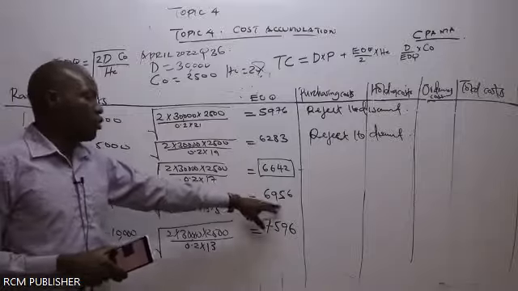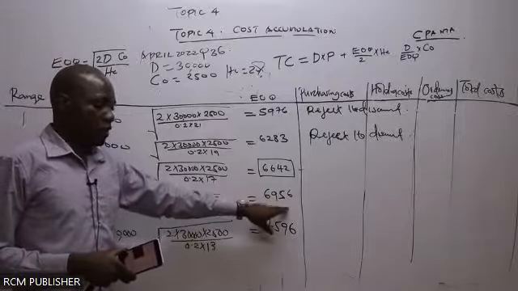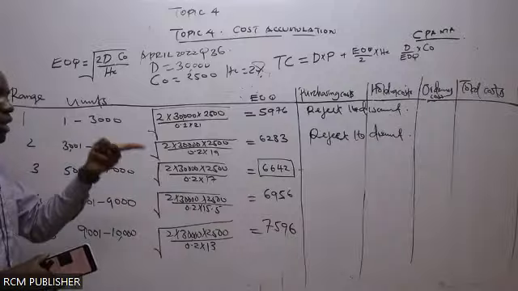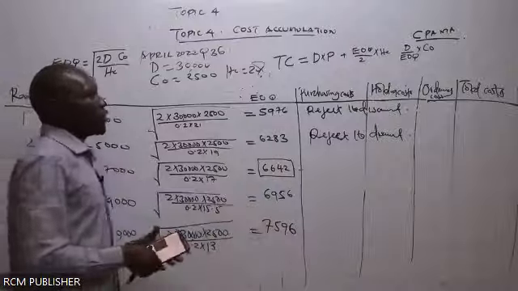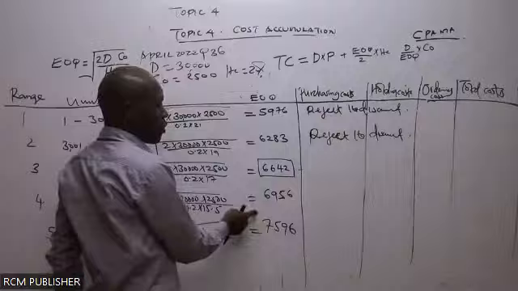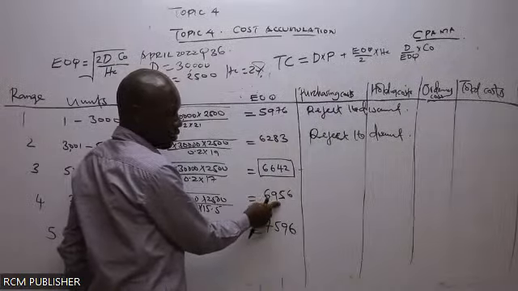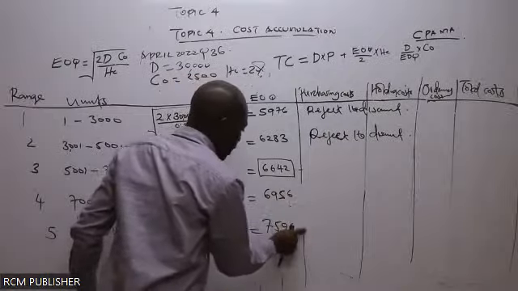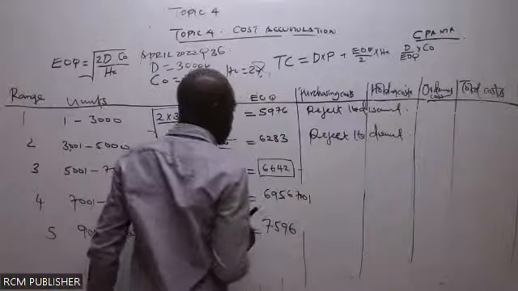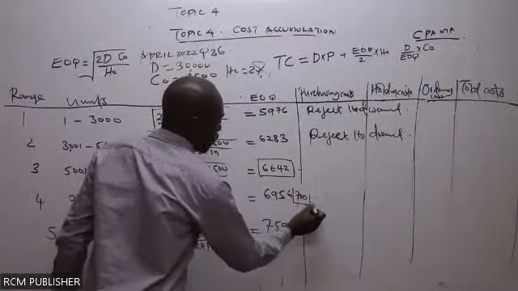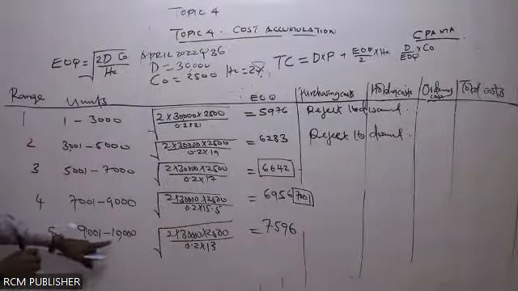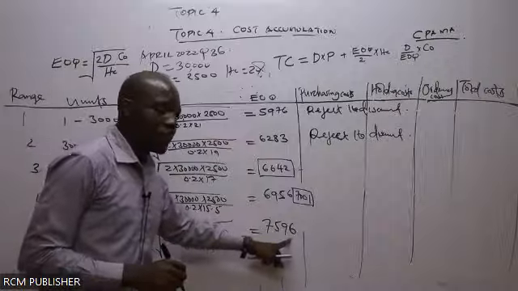When I come to range 4, I have to buy 7,001 at least to get this discount, but my economic order quantity is 6956. So I must order this. I'm allowed to order more than the economic order quantity. So as I'm going to calculate these costs, my EOQ in range 4 will not be this. It will be 7,001. When I come to the last one, my economic order quantity is 7596.